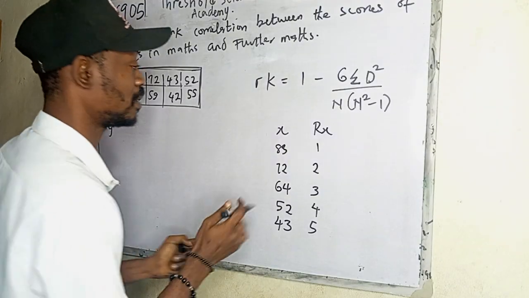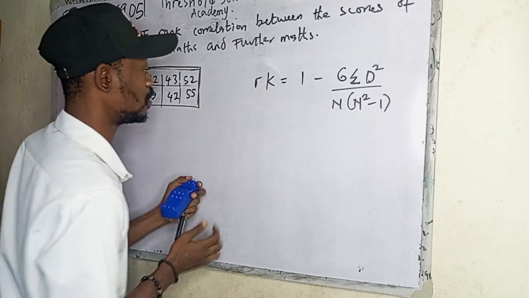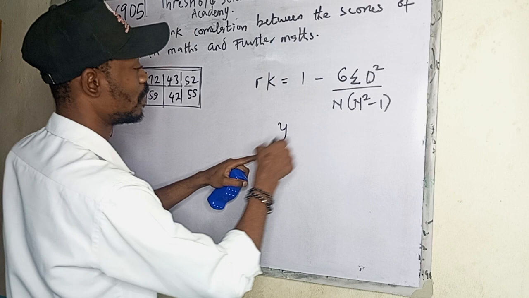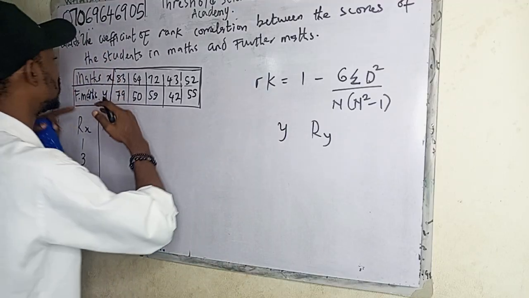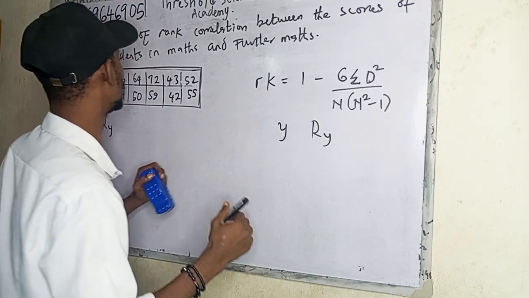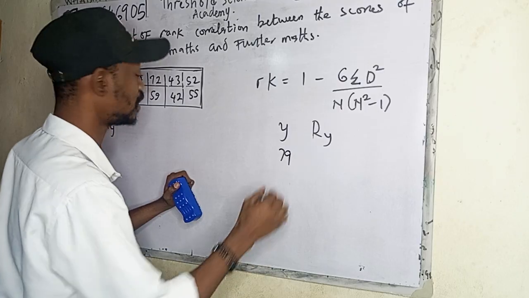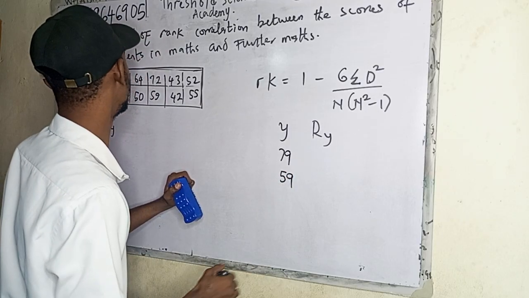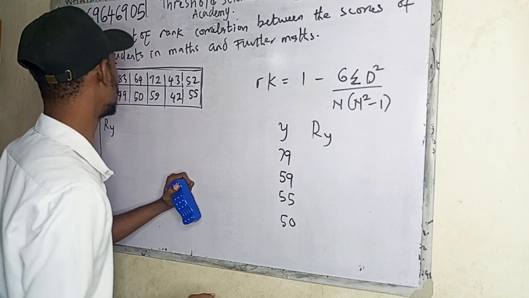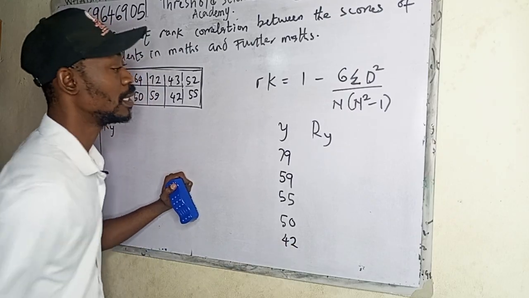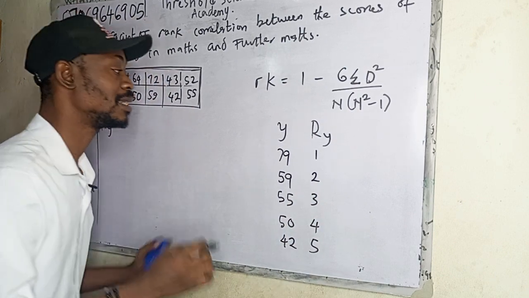Now I'll go to the rank of Y. Y is further math, remember? So my Y figures are the scores for Y and the ranking for the scores of Y. So what am I going to do? Again, I'm going to write from the biggest to the smallest, in descending order. And then the biggest number here, or the highest score for further math, is 79, then followed by 59, then followed by 55, then the next one is 50, and the least score for further maths is 42. Then I'm going to go ahead and just assign numbers to them chronologically.